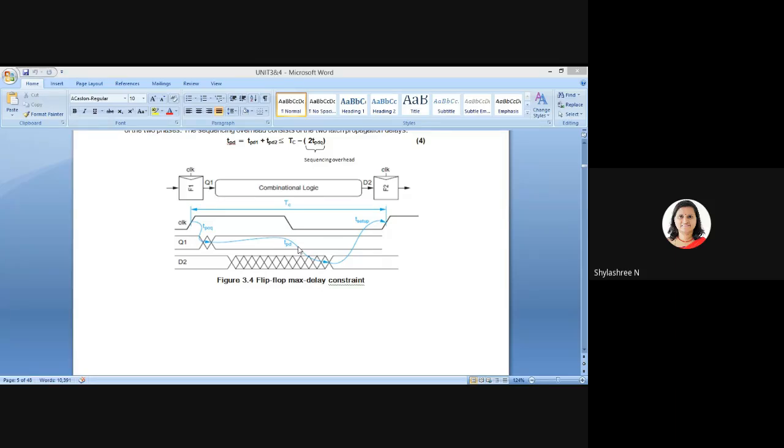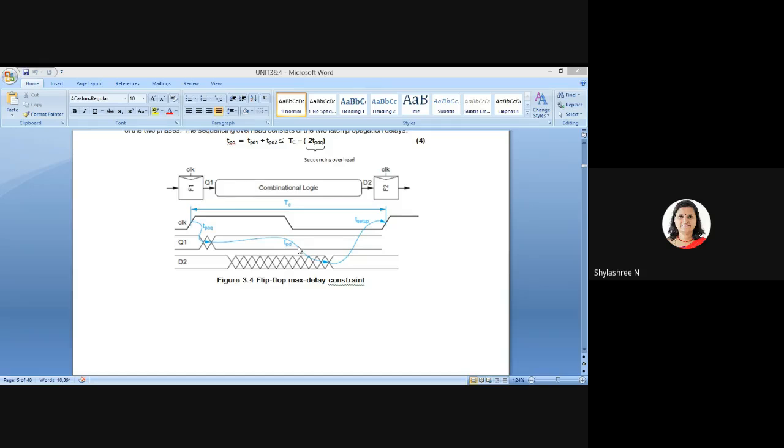So as a designer, I can solve this by redesigning the combinational logic to be faster. Where all wiring delay will be there, I can minimize the wiring delay. Or instead of using the AND and inverter example, I can use directly a NAND gate. I'm just giving an example. I can redesign the combinational logic to be faster, or by increasing the clock period.